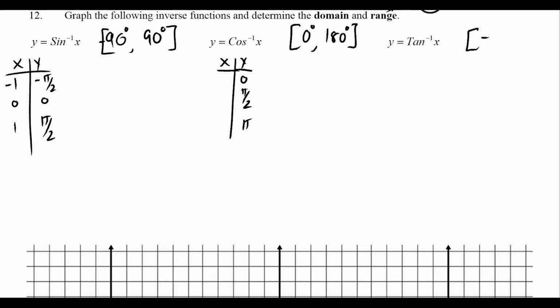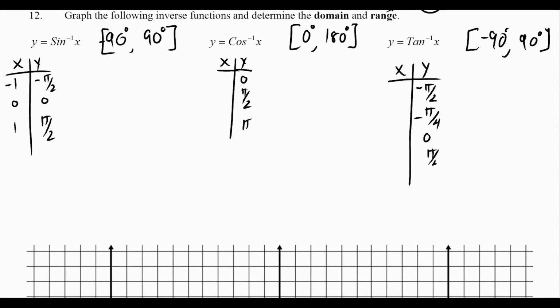And last one, tangent, which is negative 90 to 90 degrees. We're going to set up the table for this one, but this one's going to be a little bit longer because we go up by fourths each time. So this is going to be negative pi over 2. This is going to be negative pi over 4, 0, pi over 4, and then pi over 2. So the values here, it's going to be undefined on the ends. This is going to be negative 1, 0, and 1. Okay, so let's start graphing this. Oh, forgot these. So this is 1, 0, negative 1.